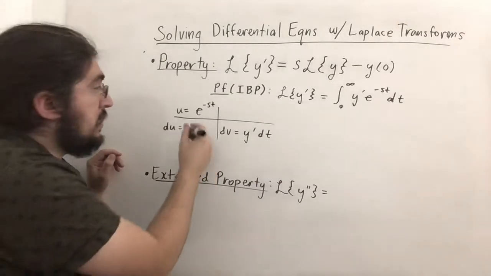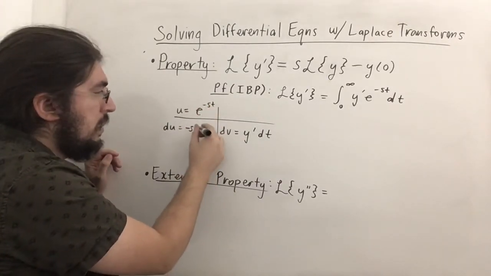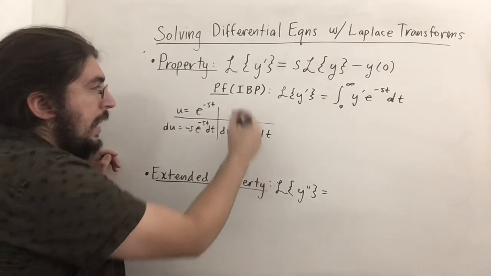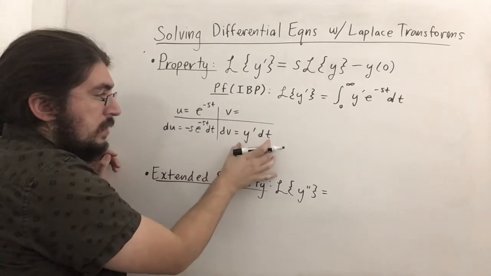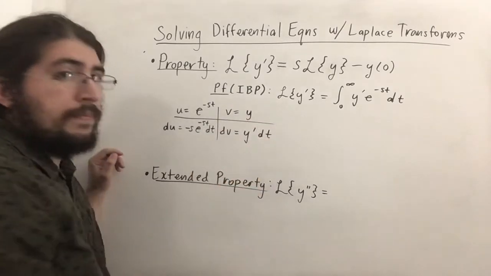The derivative of e to the negative st is itself multiplied by the derivative of negative st, which is just negative s with respect to t, in other words du is negative s e to the negative st dt. The antiderivative of dv is just v; the antiderivative of y prime with respect to t is just y, okay?